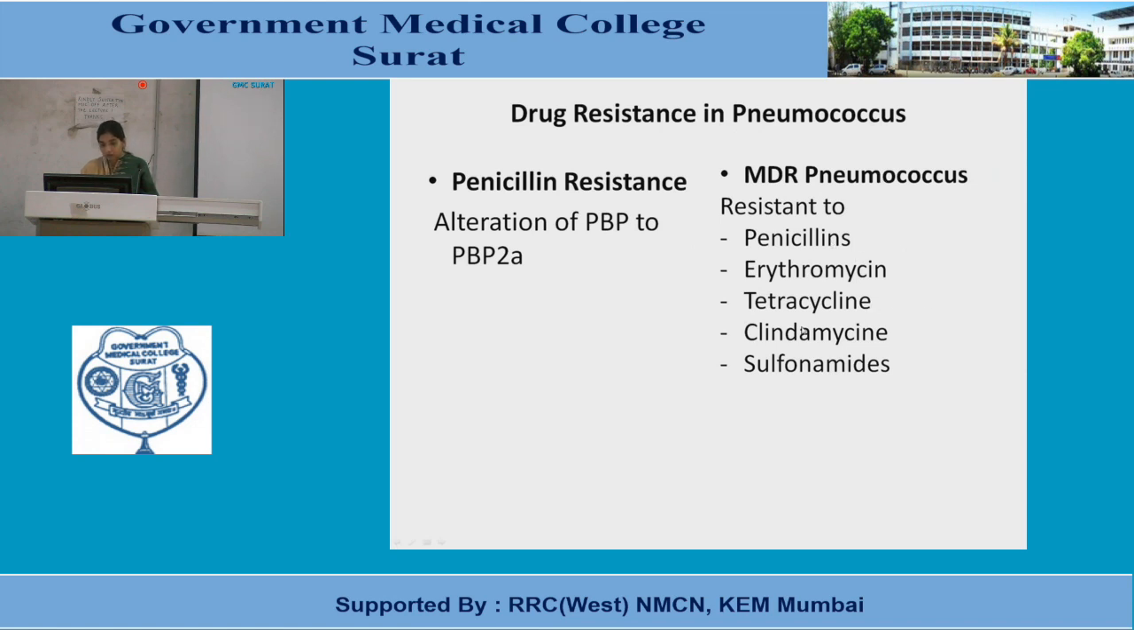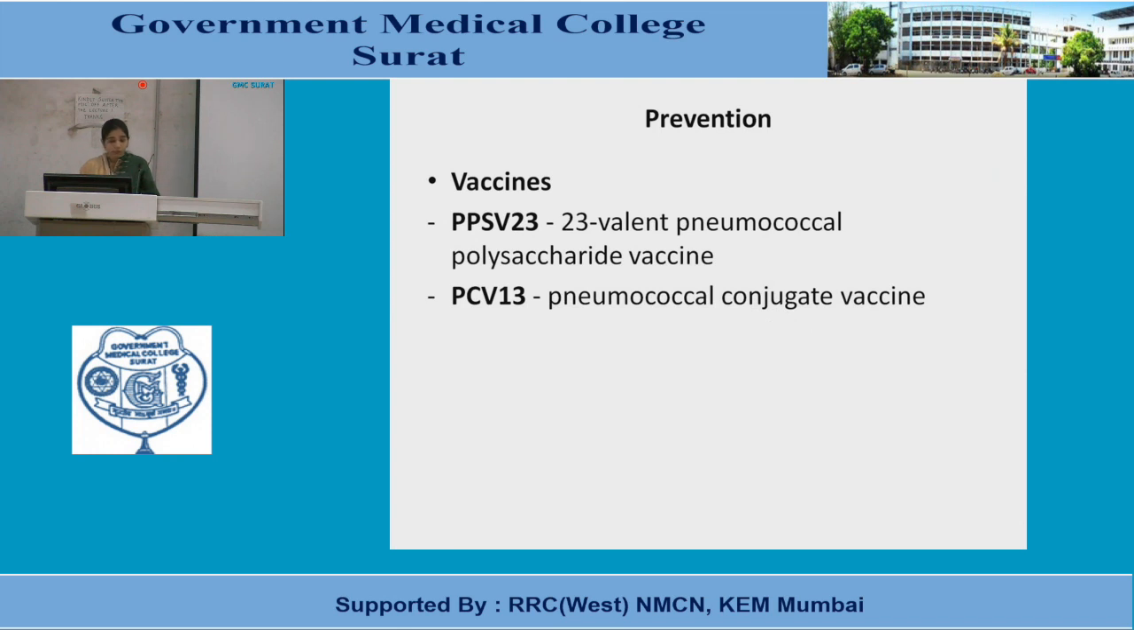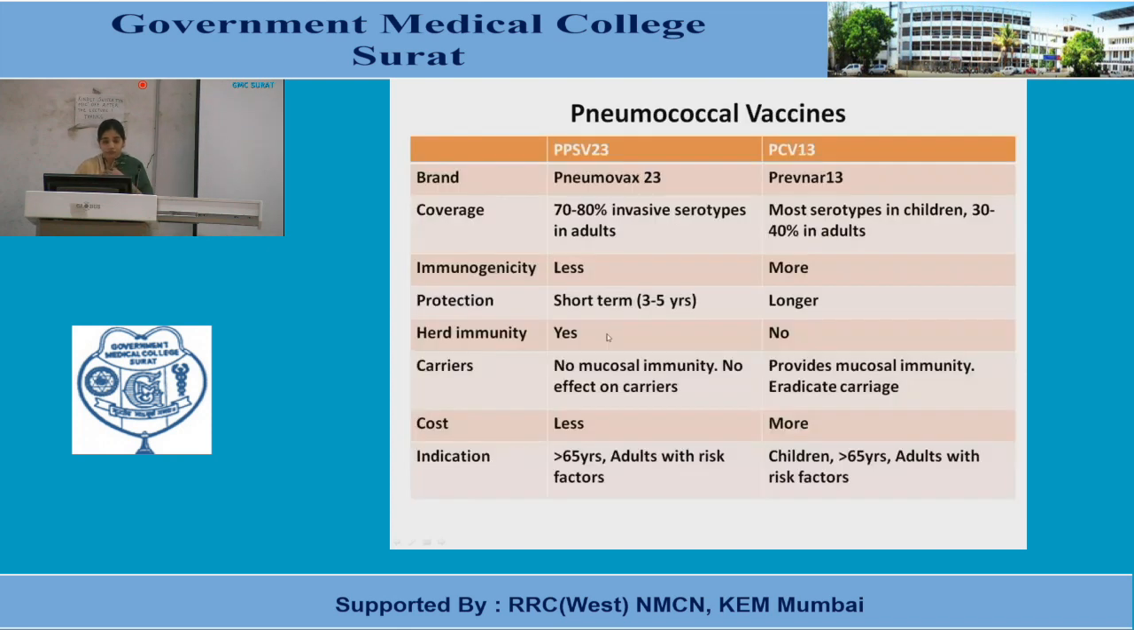Multidrug resistant pneumococci are resistant to penicillin, erythromycin, tetracycline, clindamycin and sulfonamides. Now, its prevention is by vaccine. PPSV23, a 23-valent pneumococcal polysaccharide vaccine, is used, and second is PCV13, the pneumococcal conjugate vaccine. So over here there is a difference between the two. PPSV23's brand is Pneumovax 23, and PCV13 is Prevnar 13.